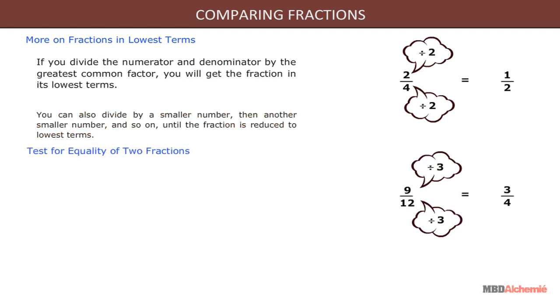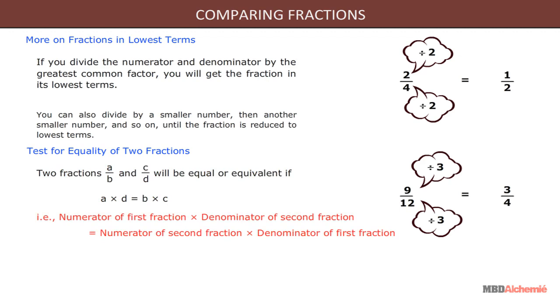Test for equality of two fractions. Two fractions a by b and c by d are said to be equal or equivalent if a multiplied by d is equal to b multiplied by c. That is, the numerator of the first fraction multiplied by the denominator of the second fraction is equal to the numerator of the second fraction multiplied by the denominator of the first fraction.